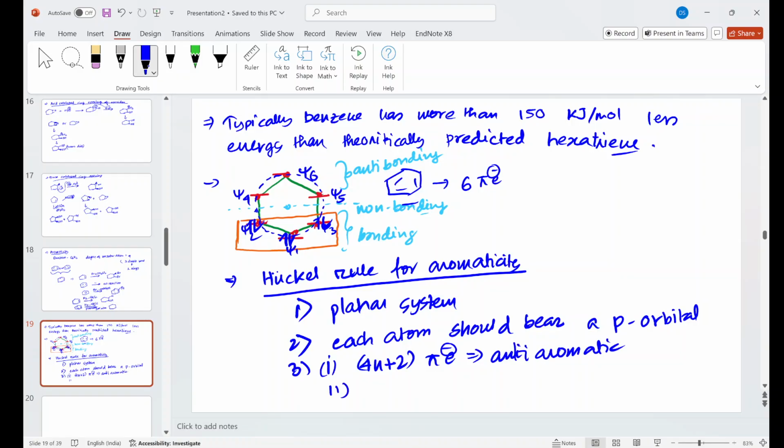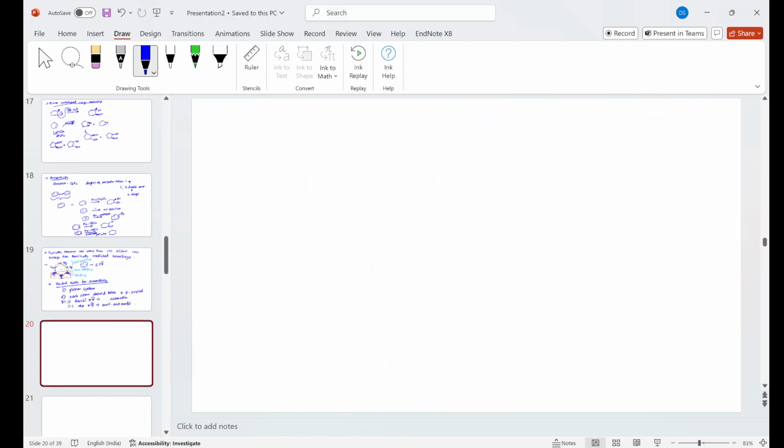And if you have 4n pi electrons, this will be called, sorry, this will be aromatic if you have 4n plus 2. And if you have 4n pi electrons, this will be called anti-aromatic.